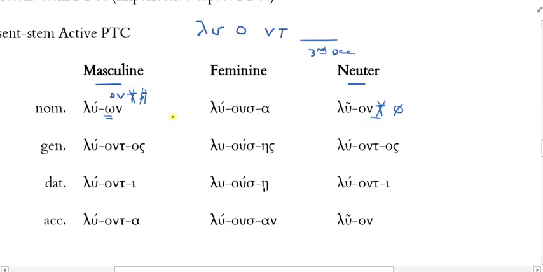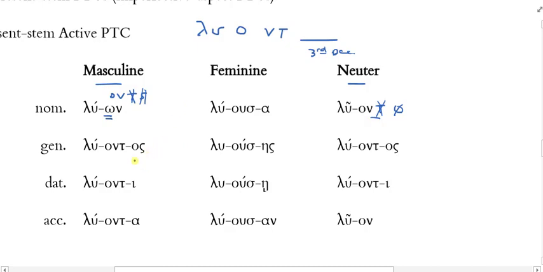Why did the omicron drop out? What's that? Why did the omicron drop out? This here? Yeah. That's not an omicron. That's the symbol for nothing. 0. Okay, never mind. Okay, yep. Okay. Yep, that's okay though.